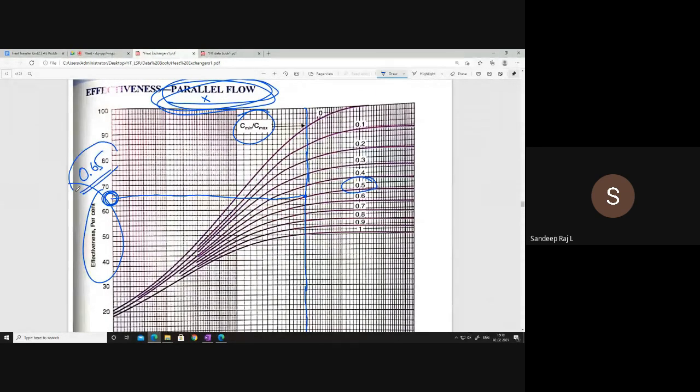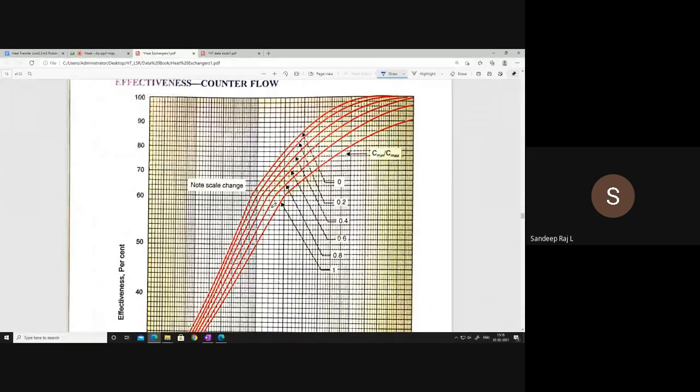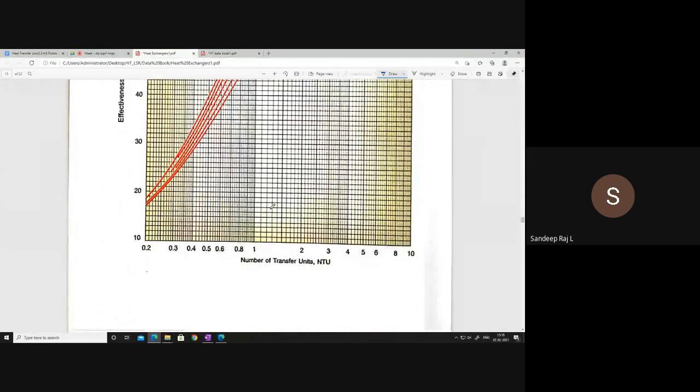Okay, the value did not match with the effectiveness that you got. The effectiveness you got is 0.83. So that is not matching here because you have taken a parallel flow. Let us check the same thing with the counter flow and whether we got the right one or not. NTU is equal to 2.5. We get this curve.